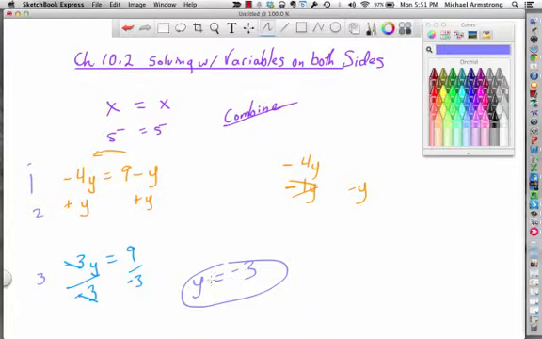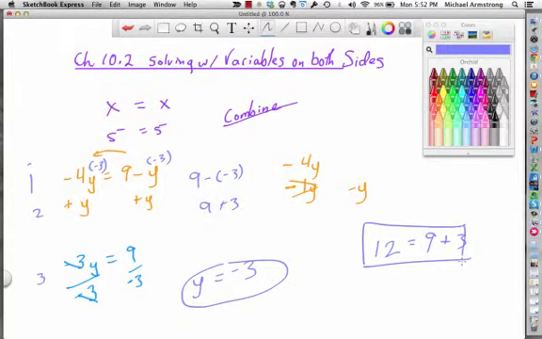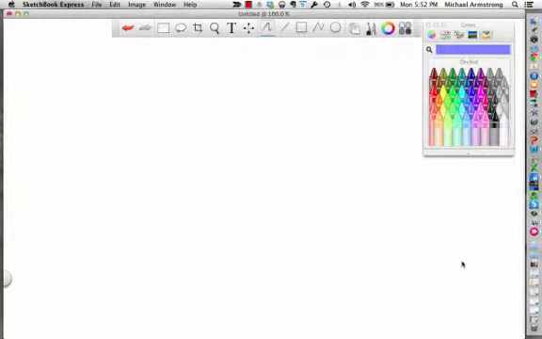Now if we put that back in, y is negative 3 up here. Negative 3 goes in for there, and negative 3 goes in for here. So negative 4 times negative 3 is positive 12. I'm going to write this over here. Positive 12 is equal to 9. And what is minus y? If y is negative 3, that's like 9 minus a negative 3, which is just like 9 plus 3. And 9 plus 3 is 12. And we can see that we have a good equation here. It worked out nicely.